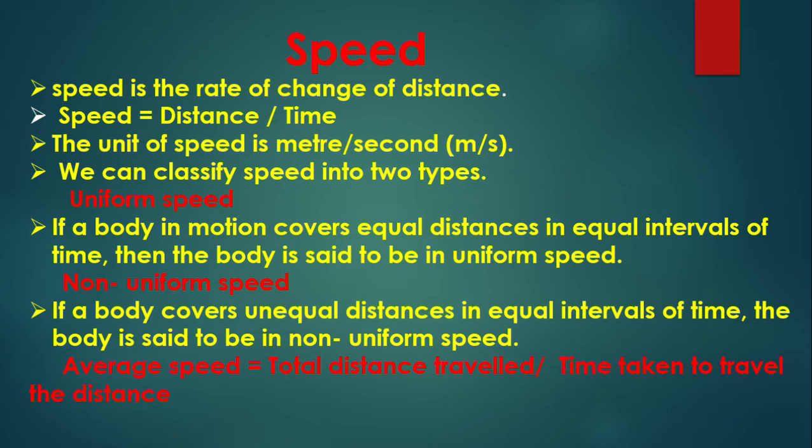Speed. Speed is the rate of change of distance. Speed equals distance divided by time. The unit of speed is meter per second. We can classify speed into two types. Uniform speed: if a body in motion covers equal distances in equal intervals of time, then the body is said to be in uniform speed. Non-uniform speed: if a body covers unequal distances in equal intervals of time, the body is said to be in non-uniform speed. Average speed equals total distance travelled divided by time taken to travel the distance.